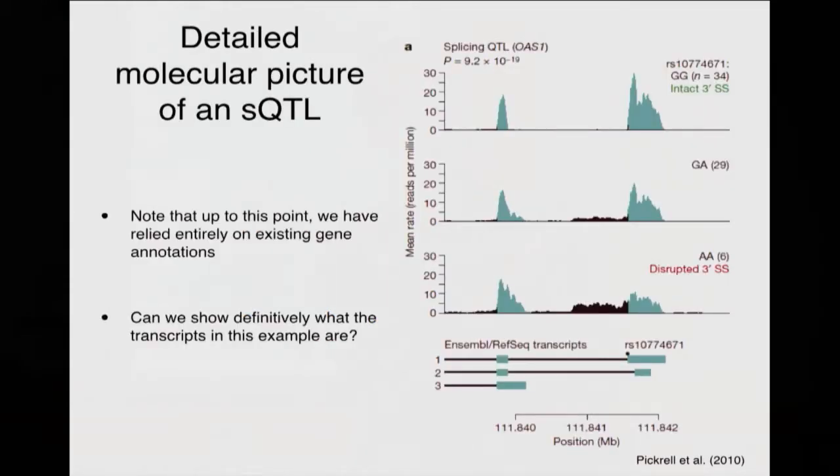Up to this point, I'm showing you just existing gene annotations. This is Ensembl RefSeq as of sometime in 2009. So what exactly is happening here? You can see that in this particular region, when this splice site is disrupted, there appears to be some sort of expression of a new transcript that's not in any annotation database.